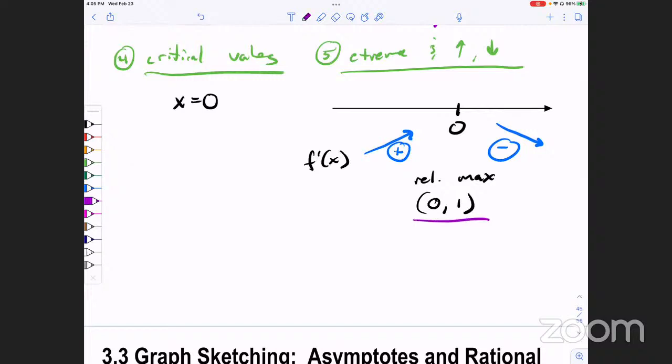We're almost there. Just hang on. Now that was analyzed in the first derivative. Now the second derivative tells us about points of concavity. So we'll say points of inflection and concavity.